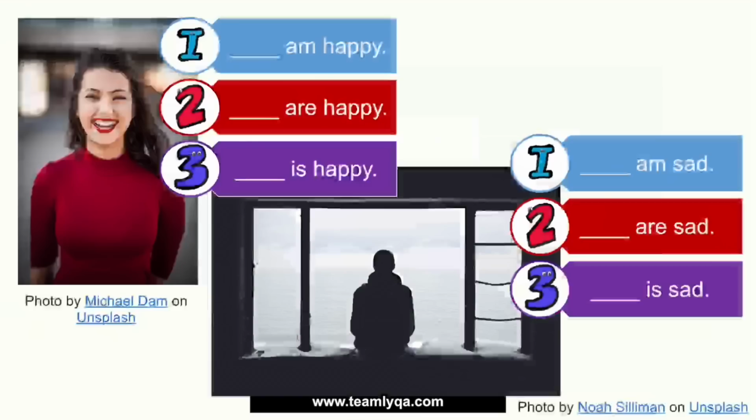Alright, let's see how you did. So, isa-isahin natin itong mga ito. Okay? So, sa unang picture, meron tayong picture ng babae. Siya ay masaya. So, again, kung first person point of view, ibig sabihin ikaw na speaker, ikaw din yung babae na yon. So, in that case, ang sasabihin natin ay, I am happy.